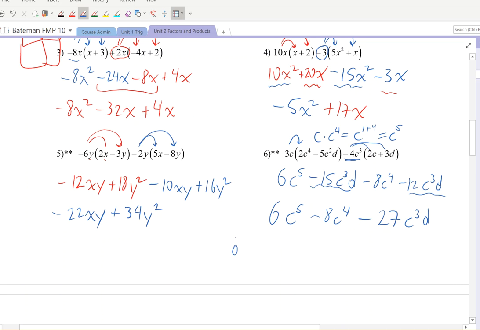But that one is going to be degree 5, degree 4, degree 3 under C. So that's a pretty good order. As long as the coefficient's the same, then we're okay.